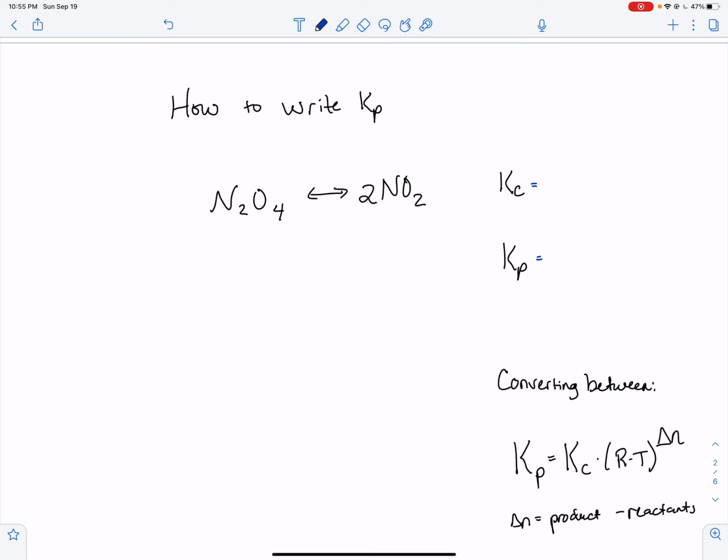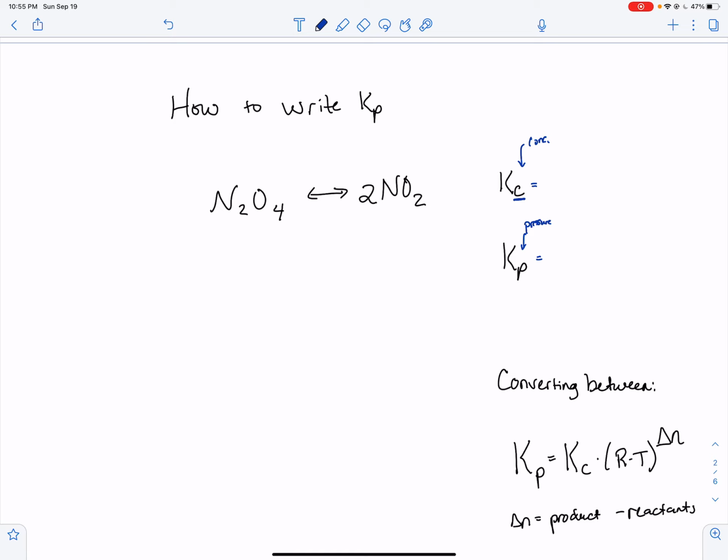So we're going to look at how to write Kp. Now, all along we've been dealing with Kc, and actually in the later chapters we're mostly going to be dealing with Kcs. They might be specific types of Kcs, but they are concentration-based K values. This one is a pressure-based value.